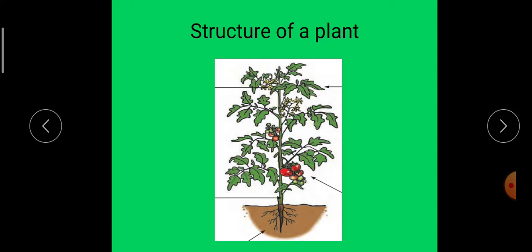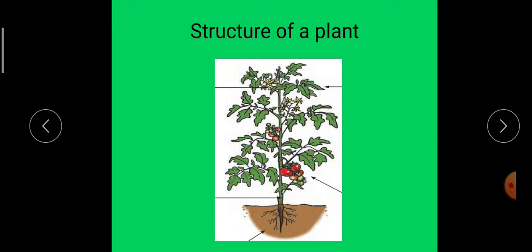The next is stem. The height, shape, and size of the plant depends upon the stem. The stem carries out the functions of production, conduction, and storage of food. In some plants, it has the function of reproduction. The stem gives support to other parts of the plant.